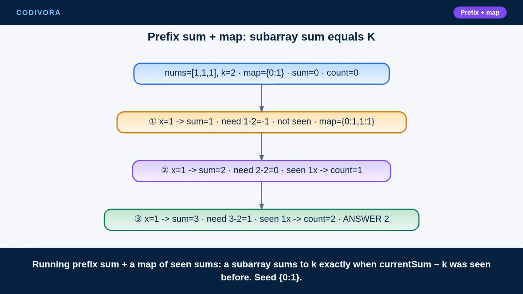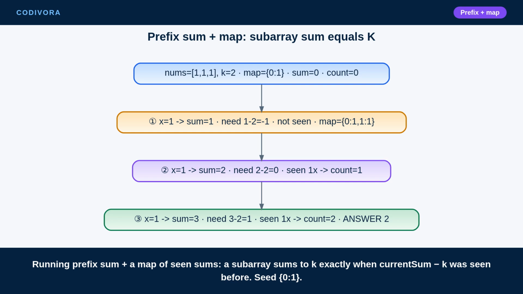Now, a killer pattern. Count subarrays that sum to k in one pass. Keep a running prefix sum and a map of how many times each sum has appeared. A subarray sums to k exactly when the current sum minus k has been seen before. That's the same complement idea as 2sum.